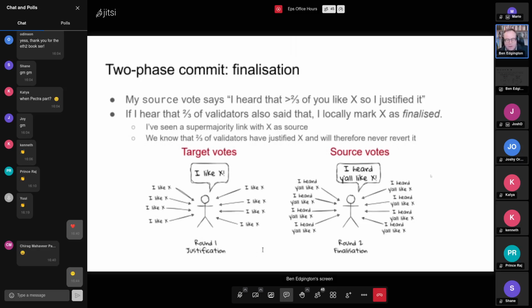And it's a little more subtle, and I'll show that in a moment. But effectively, justification is my local version of finalization. I will never revert justification as a node because basically I'll get slashed for it. So you can think of finalization as just a kind of cherry on top. It's not a big deal as a node. The key thing is justification, and that might answer, I think it was Raj's question earlier.